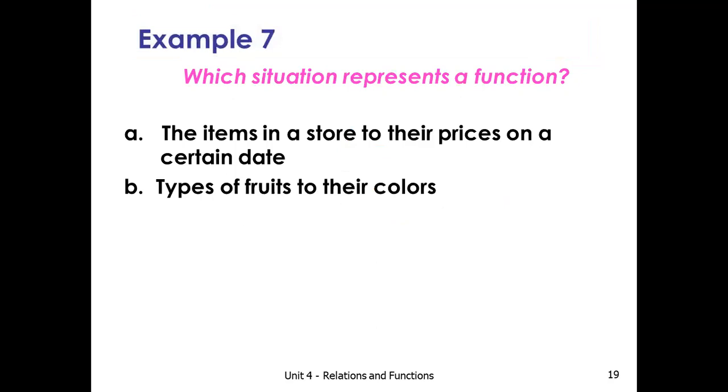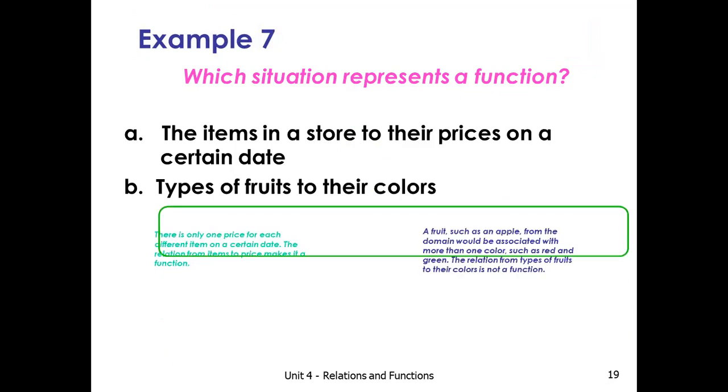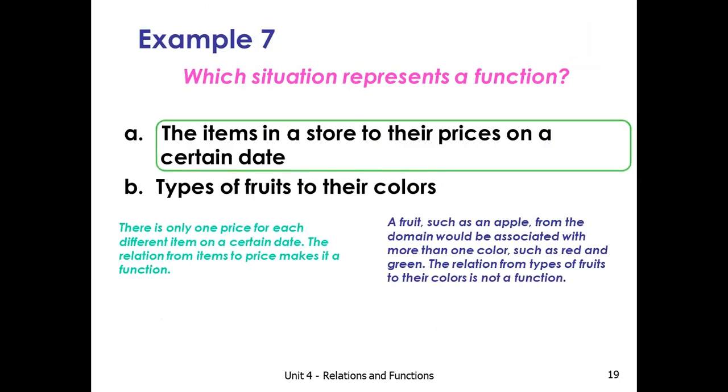Which situation represents a function? Letter A. The items in a store to their prices on a certain date. Or letter B. Types of fruits to their corresponding colors. Okay, the answer is letter A. Why? There is only one price for each different item on a certain date. The relation from items to price makes it a function.